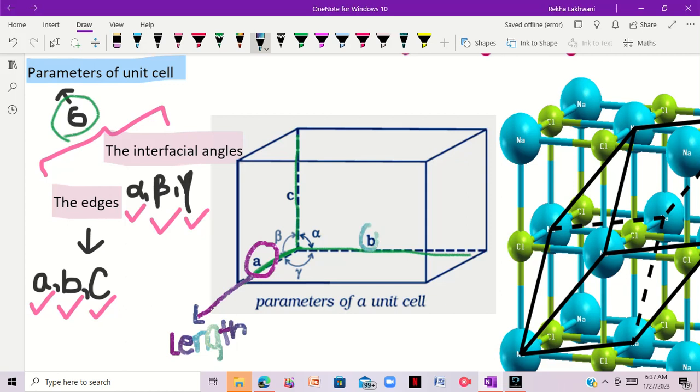Now here we have B, which shows the breadth. You can shuffle these A, B, C, but for now you have to learn it like this. So this is B, which is showing the breadth of the edge. What is breadth? Breadth is nothing but a length. Now over here we have C, which is showing the height. What is height? Height is the length. So this alphabet C is showing the height, or the length of this edge. I hope this is clear to you guys.